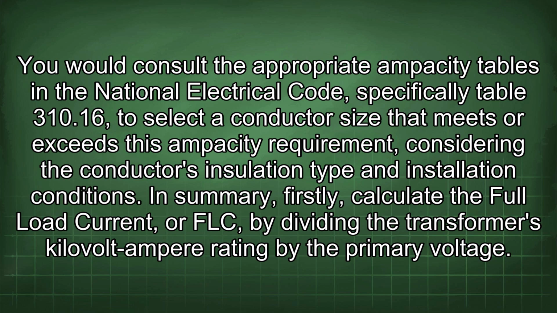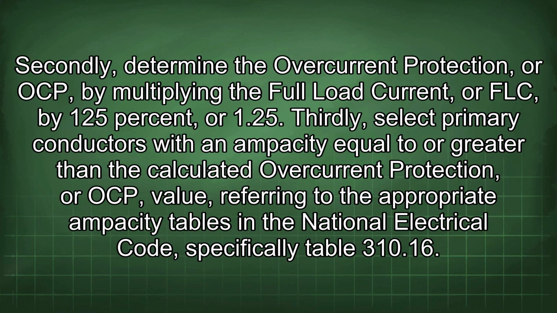In summary, firstly, calculate the full load current, or FLC, by dividing the transformer's kilovolt ampere rating by the primary voltage. Secondly, determine the overcurrent protection, or OC, by multiplying the full load current, or FLC, by 125%, or 1.25. Thirdly, select primary conductors with an ampacity equal to or greater than the calculated overcurrent protection, or OC, value, referring to the appropriate ampacity tables in the National Electrical Code, specifically Table 310.16.